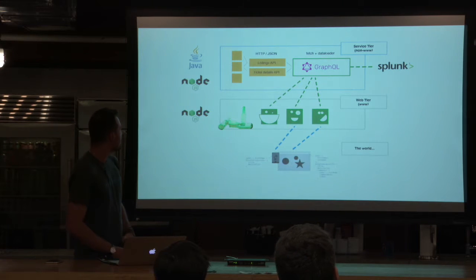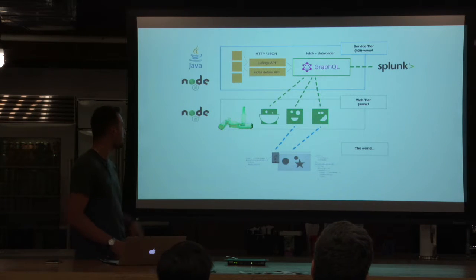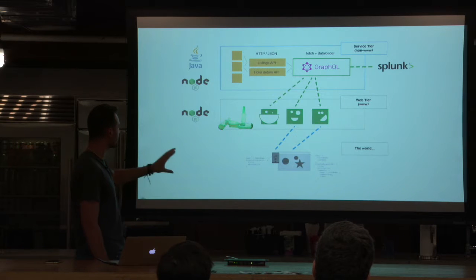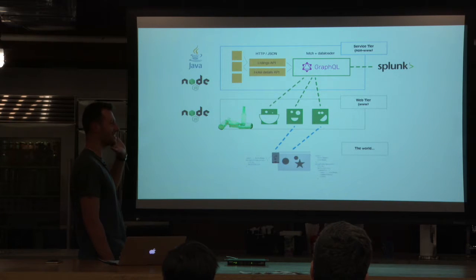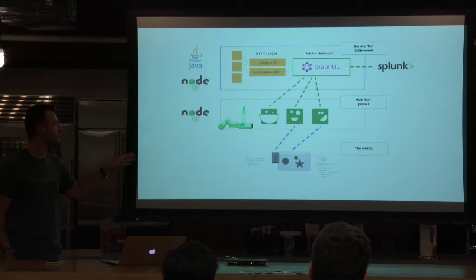So here is a nifty diagram. I got a little carried away with the middle tier stuff. We got some drunk node processes. They've been at one too many meetups.